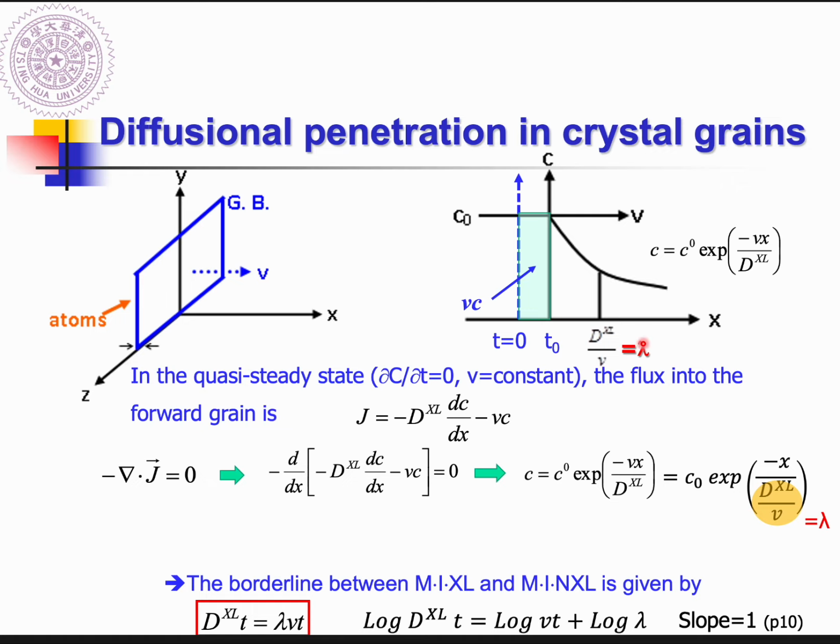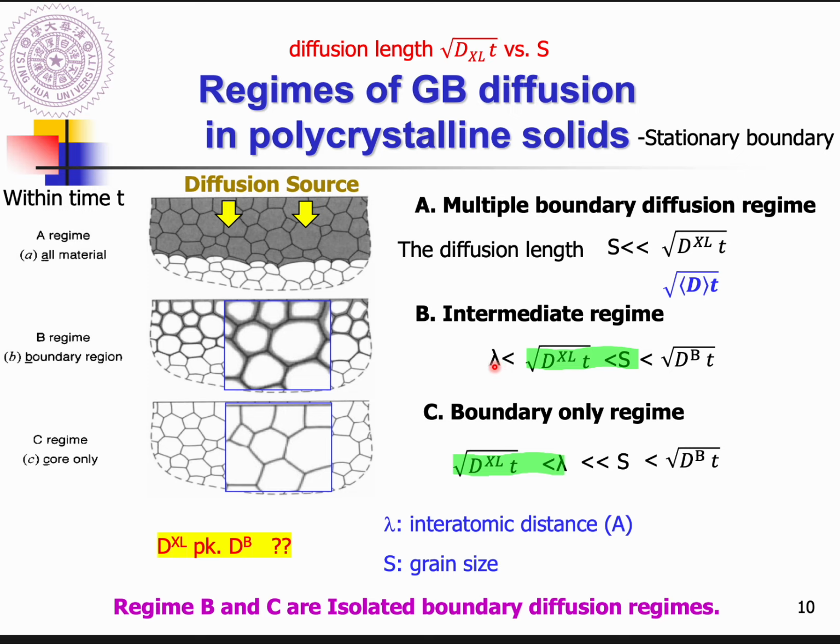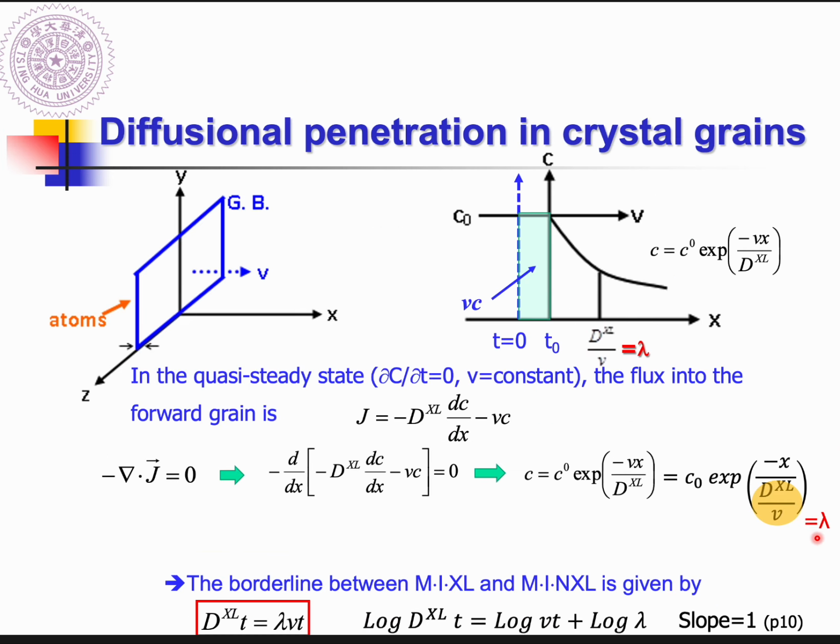Is the lambda, professor, the interatomic distance you mentioned? Because we gave a promise to you that we want to explain what the interatomic distance is, right? Yes, the lambda is the same. Lambda is the interatomic distance. So the specific value for lambda is D x_L t divided by the moving velocity of the grain boundary, and it will be different in different matrix systems.